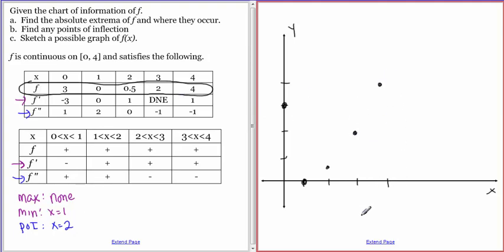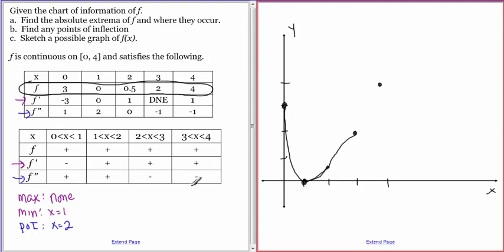Now you have these values. Now look here to see what's happening to your derivatives. Okay, so I'm decreasing concave up from 0 to 1. So I'm decreasing, but I'm concave up. Now I'm increasing concave up. Still increasing, but concave down. So that's a point of inflection.